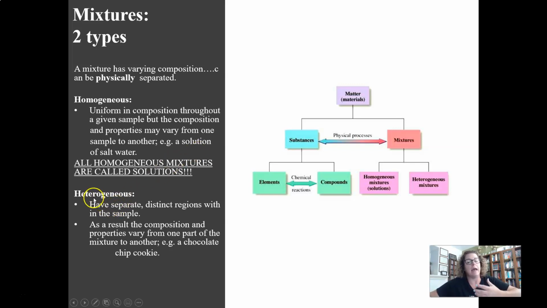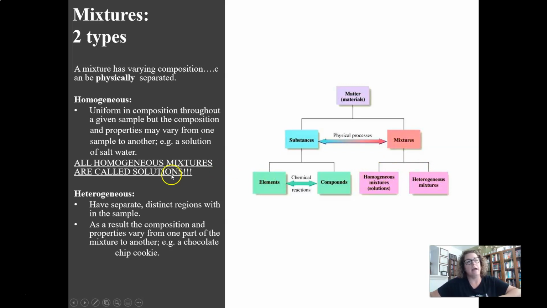Heterogeneous mixtures have separate distinct regions or layers. If you put oil and water together, oil and water do not mix with each other. That's a different topic in chemistry called polar and nonpolar. But because I can actually see the oil on top and the water on the bottom, I can see 2 different regions in that mixture. Or, as you see in the PowerPoint, like a chocolate chip cookie. I could see the cookie, I could see the chocolate pieces, maybe some walnut pieces in it too. I can physically see those distinctions. That is the huge difference between a homogeneous and a heterogeneous mixture.